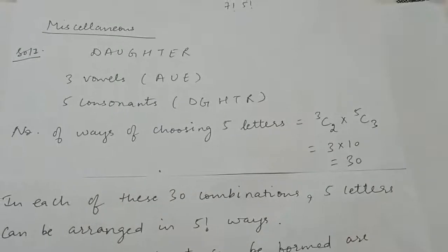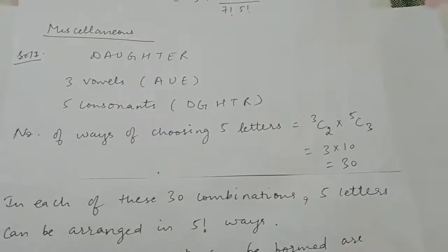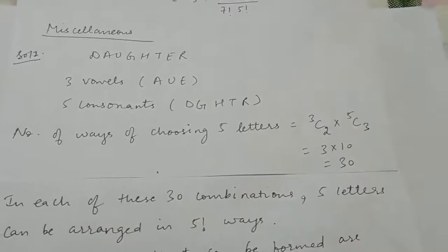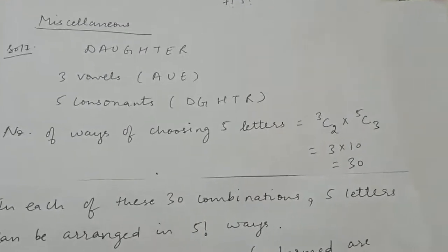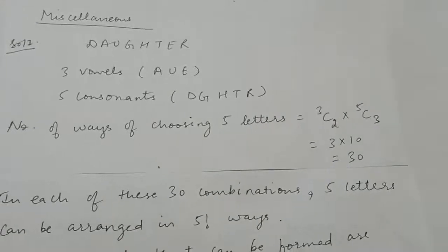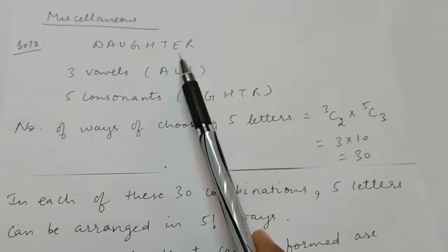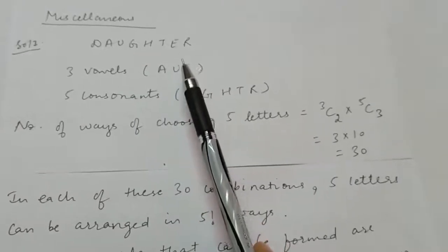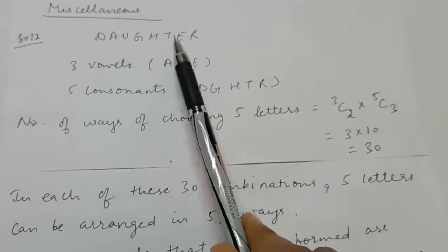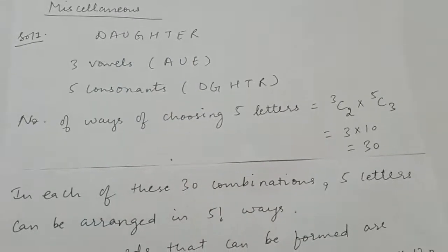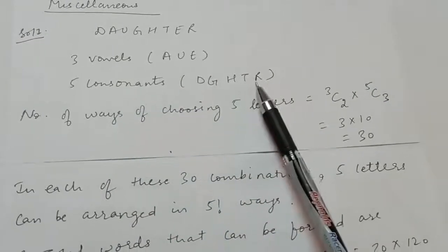Now, question first of miscellaneous says, how many words with or without meaning, each of 2 vowels and 3 consonants, can be formed from the letters of the word daughter? See, the word daughter is given to you and we have to make the words which consist of 2 vowels and 3 consonants. Now first of all we see that this word daughter contains 3 vowels A, U, E and 5 consonants, which are these, right?